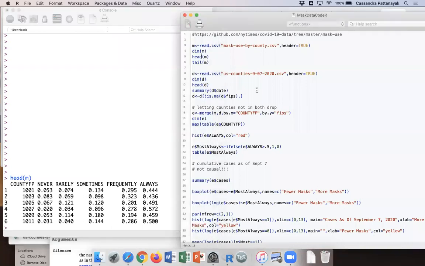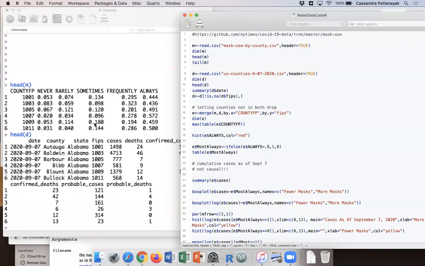That's one data set. The other data set I'm going to use, I called it D, is from the live US county data that's available via the New York Times. For each day, this is from September 7th, 2020, they are showing us every county in the US. Here's the code. Note that it's the same code. It's got a different column name, but this county FP has the same information in it as FIPS. Okay, it's the FIPS code.